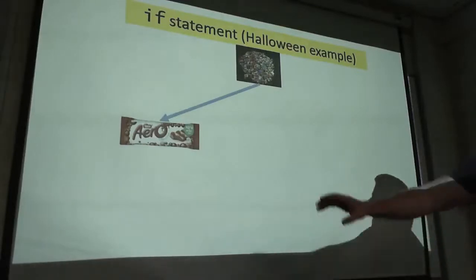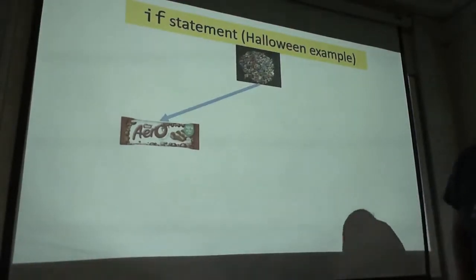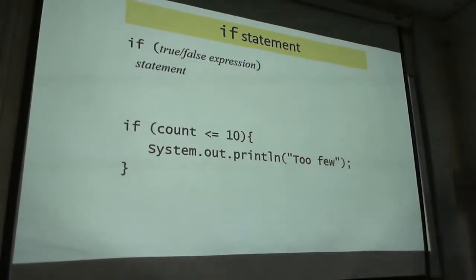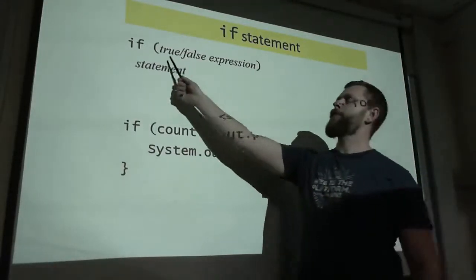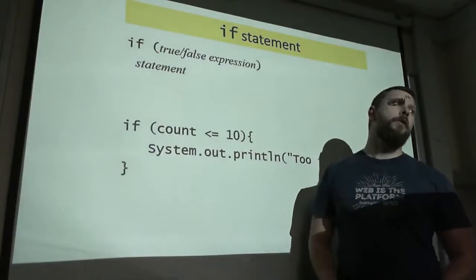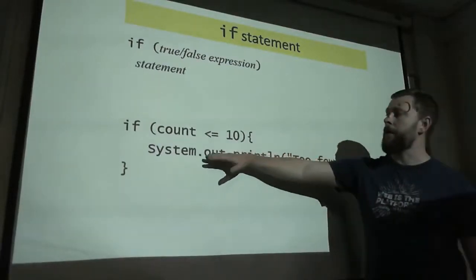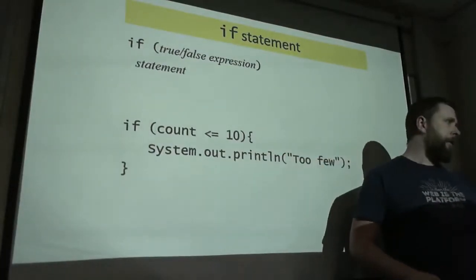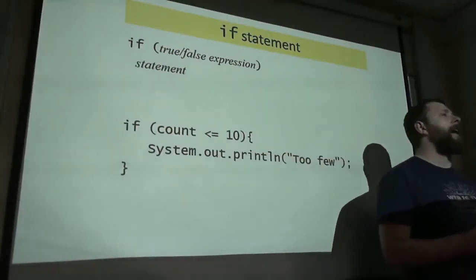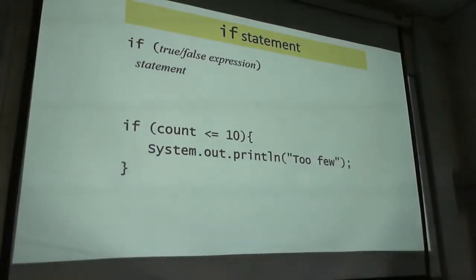So to simulate something like this in code, we would look at what's called an if statement. If the thing in the brackets is true, then I'm allowed to run the statement. If the thing in the brackets is false, I'm not allowed to run the statement. I have to skip it. And this is where we can add this element of variance into our program.